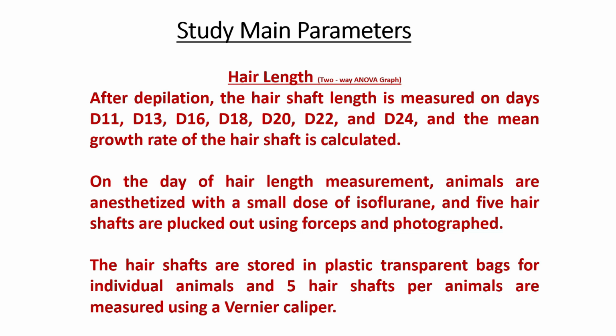On the day of hair length measurement, animals are anesthetized with a small dose of isoflurane, and 5 hair shafts are plucked out using forceps and photographed. By this procedure, you can easily measure the hair length. The hair shafts are stored in a plastic transparent bag for the individual animals, and 5 hair shafts per animal are measured using a vernier caliper. You have to prepare this graph with 2-way ANOVA, by which you can see how the growth takes place after depilation.